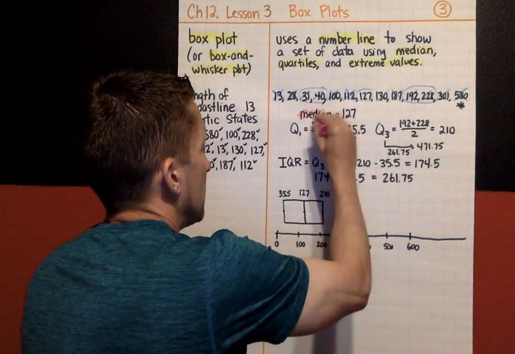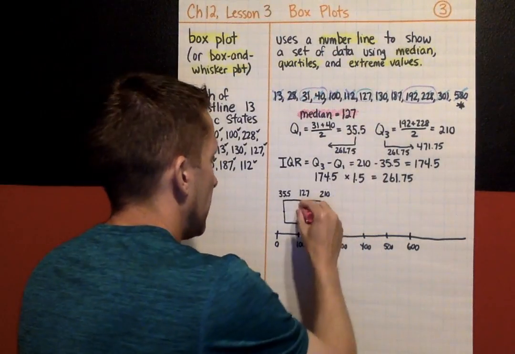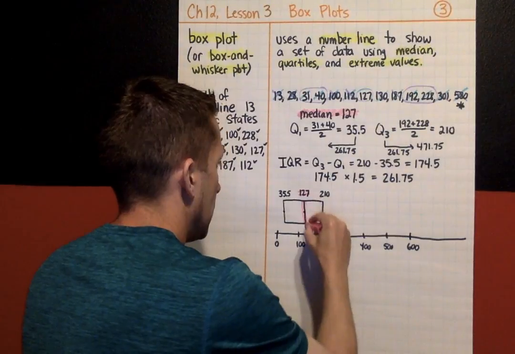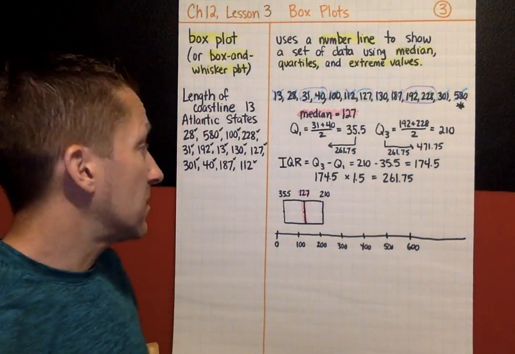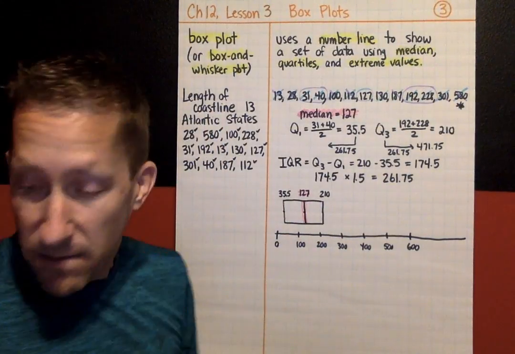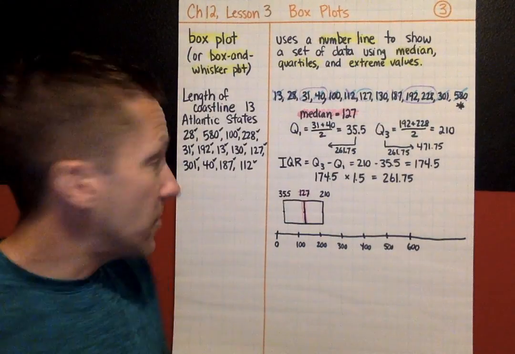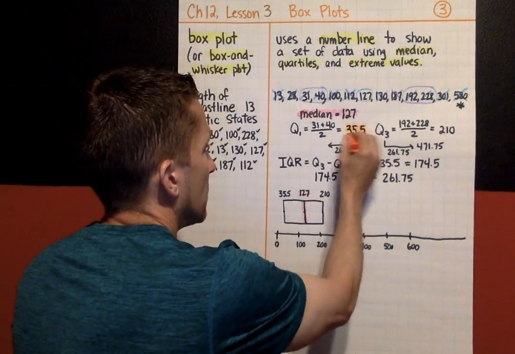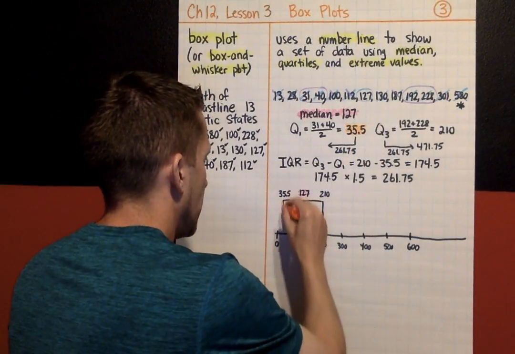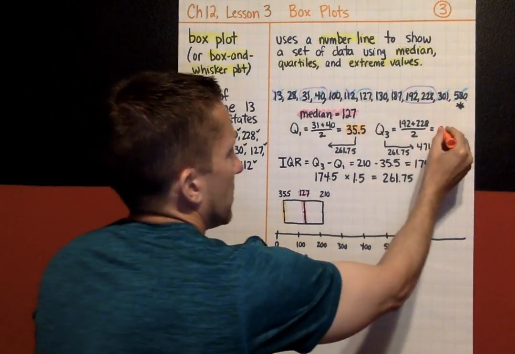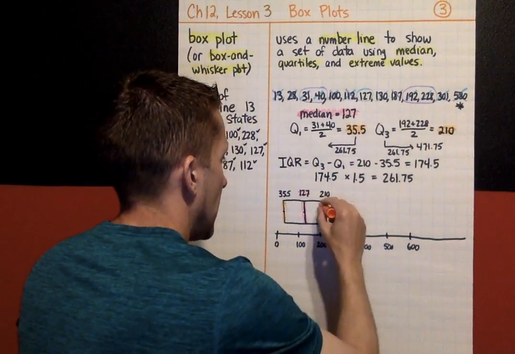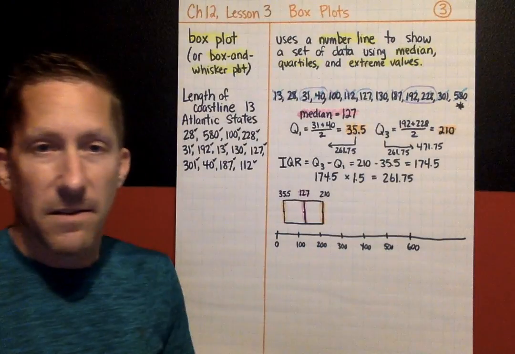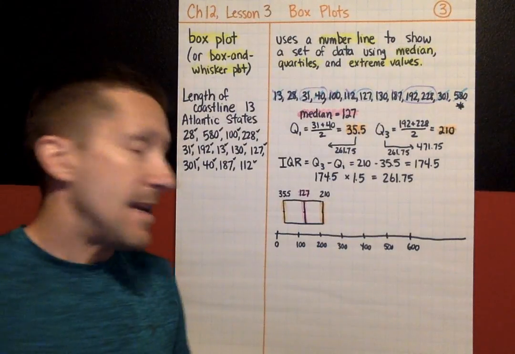The median is 127. That's this line. That line in the middle of our box was the median. This edge of the box, 35.5, was Q1. Picking a different color. So here's Q1. Q3 was 210. That's how we got this line. That's Q3.